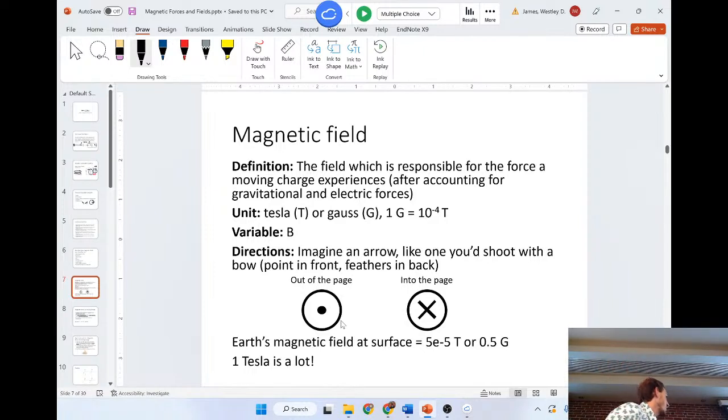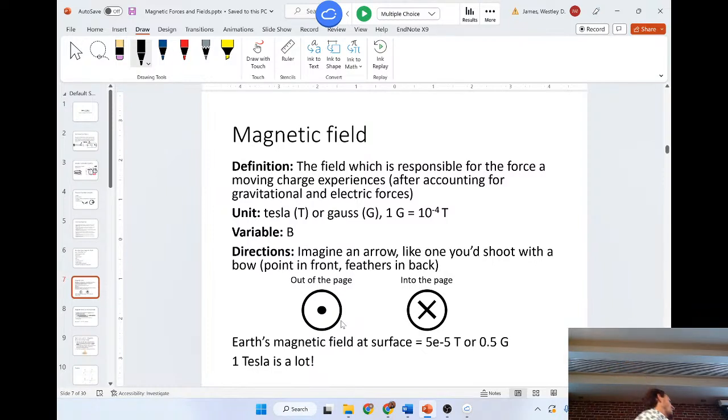Obviously, the word magnet starts with an M. I don't know why they chose B. There's a history behind it. We can Google that at the end of class if you're curious. I don't know off the top of my head. But there's a reason. All you need to know is that the variable is what's going to show up in an equation. So if you see an equation and you see the capital letter B in it, that's magnetic field.